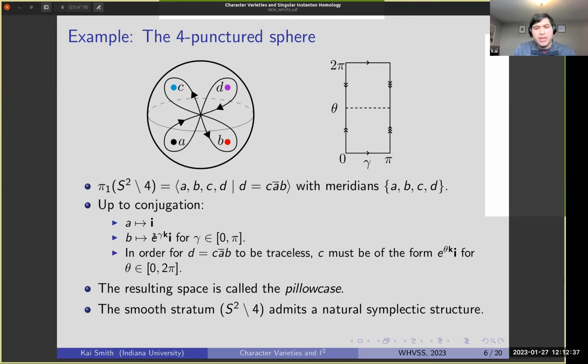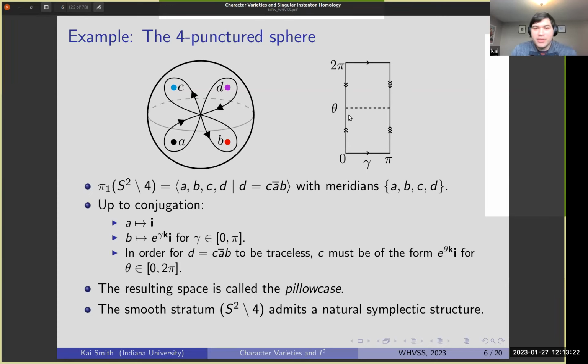As a result, B is sent to something of the form e to the gamma ki, and gamma is somewhere between 0 and pi. So we know where A and B go. Now, if we know where C goes, then D is determined. A priori, C could be sent to any traceless element of SU(2), but in order to make sure that D is sent to a traceless element, it turns out that C must be of the form e to the theta ki, which means it's on that same circle orthogonal to k. In this case, it can be anywhere along that circle, so we'll let theta range from 0 to 2 pi.